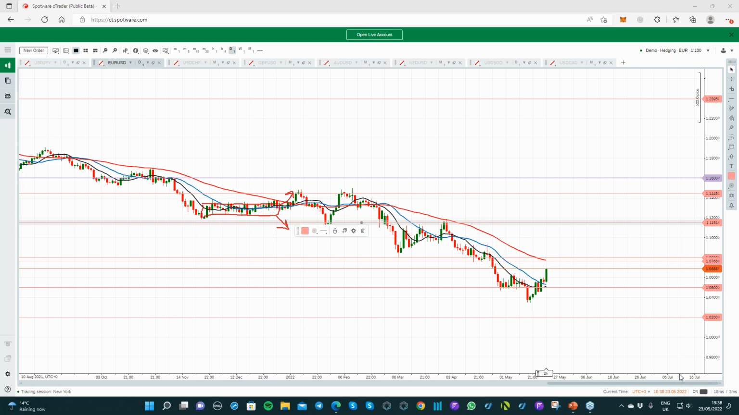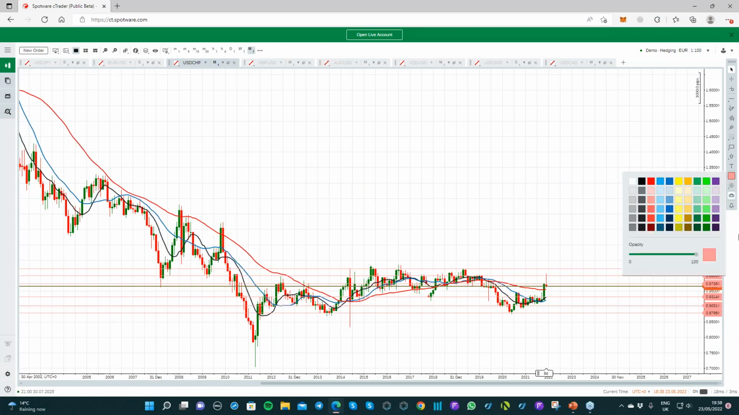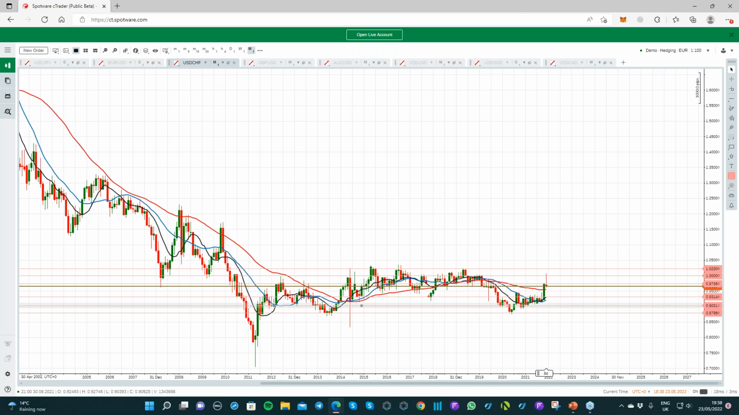Okay, let me just delete my scribblings and we'll move on to dollar Swiss. Dollar Swiss on the monthly time frame, again, I've got my roadmap here of horizontal levels of support and resistance based on the monthly time frame. Strong support down here, strong resistance up here. So those are the levels that I've marked that are closest to what price is currently doing.